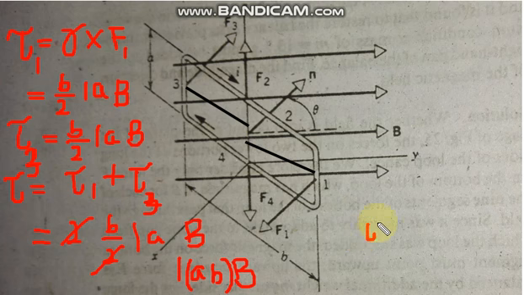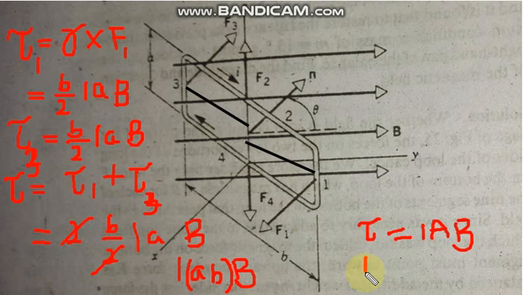So the torque can be written as I, the current carried by the loop, into the area A of the loop, into the magnetic field B in which this loop is placed. So this is the torque acting on this single loop.